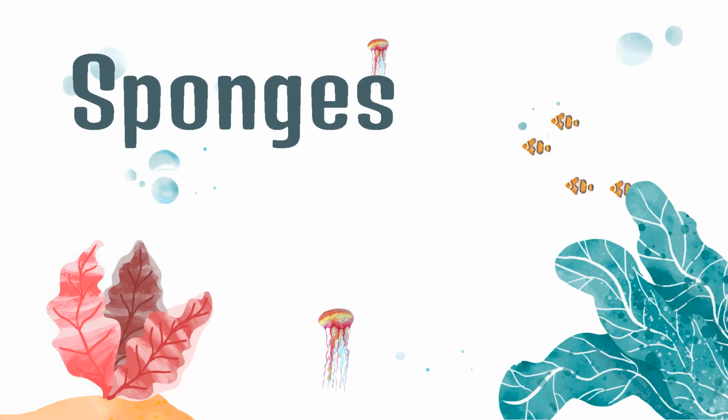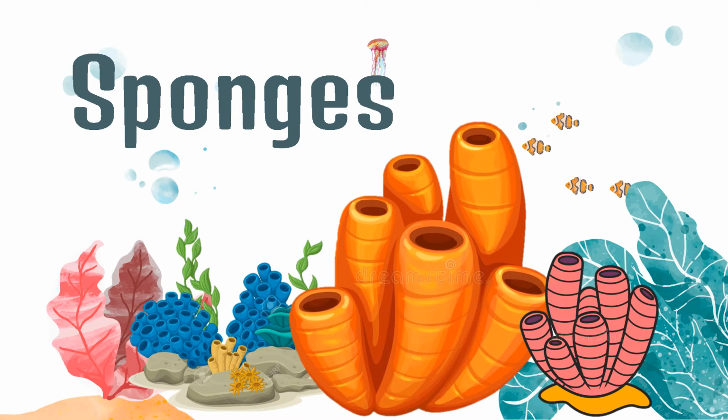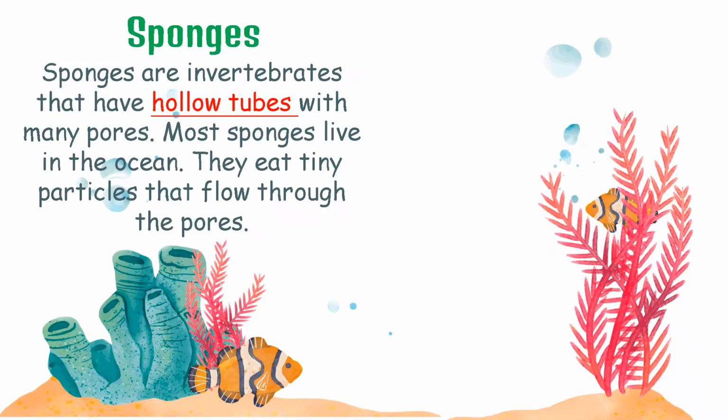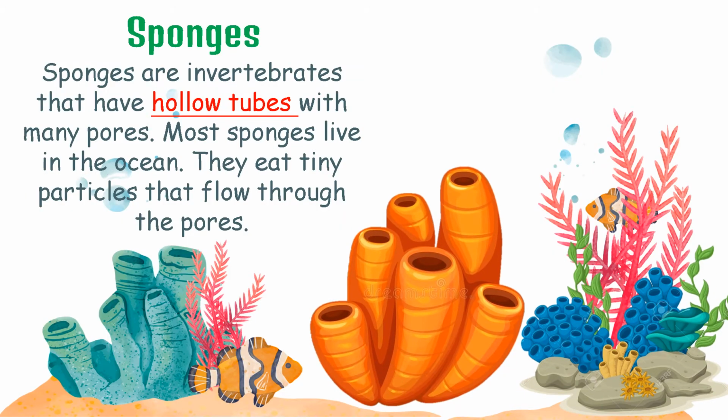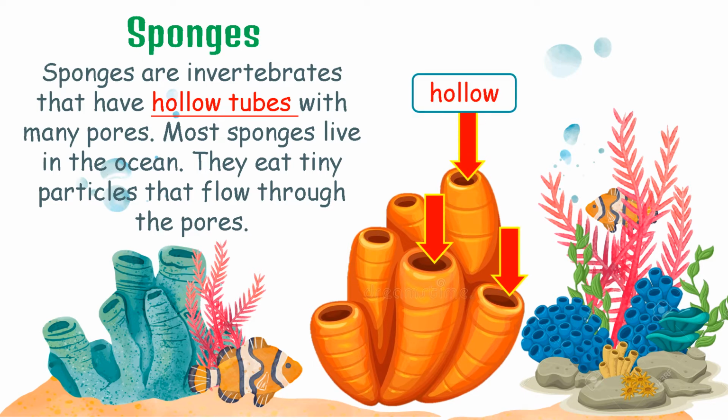The first group of invertebrates are the sponges. Sponges are invertebrates that have hollow tubes with many pores. Most sponges live in the ocean. They eat tiny particles that flow through the pores.